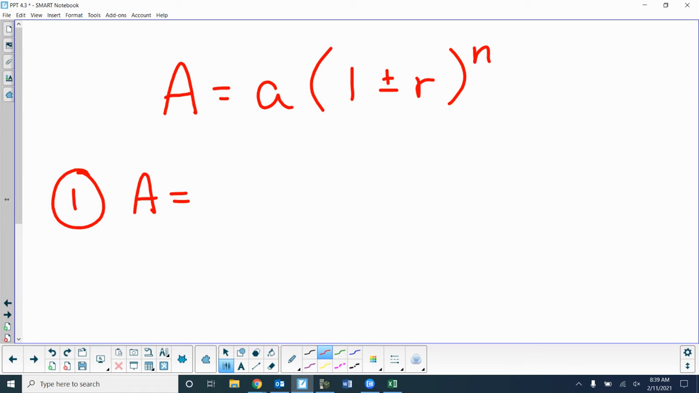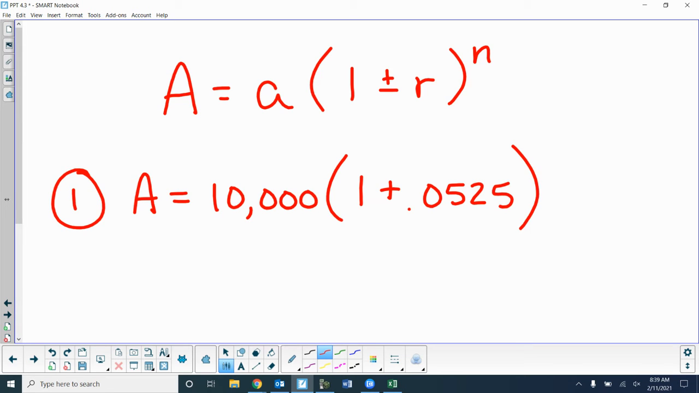the total amount is the initial amount, which was $10,000. It says it's growing, so it's addition, right, at 5.25%. So when you put it in here, it's 0.0525. And then it says how much money will be in the account after 15 years. So N is 15, or T. All right, you can use N or T there. So that's all I got to put in my calculator.